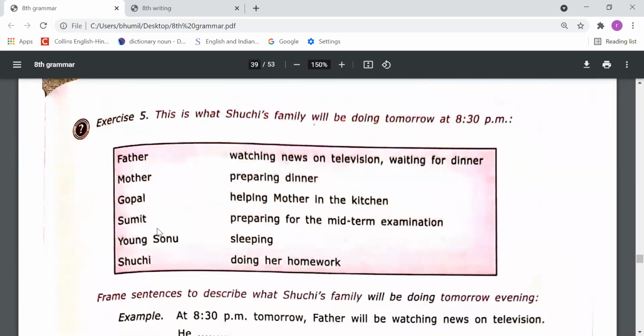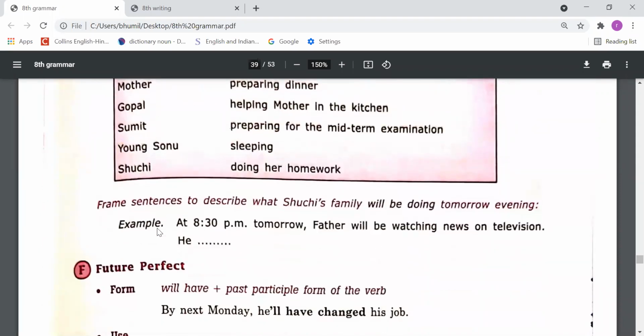Next, exercise number 5. This is what Suchi's family will be doing tomorrow at 8:30 p.m. Father watching news on television, waiting for dinner. Mother preparing dinner. Gopal helping mother in the kitchen. Sumit preparing for the midterm examination. Young Sonu sleeping. Suchi doing her homework. So Suchi's routine is mentioned here, what she will do tomorrow. So let's read that.